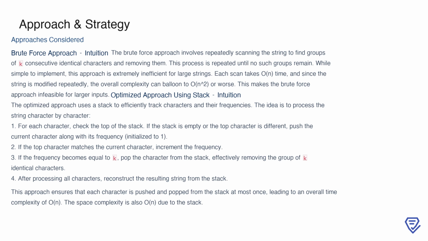Instead, we can adopt an optimized solution using a stack. The intuition here is to process the string character by character, leveraging the stack to efficiently track characters and their frequencies. For each character, we first check the top of the stack. If the stack is empty or the character at the top is different, we push the current character along with its frequency, which starts at 1. However, if the top character matches the current one, we simply increment its frequency. If the frequency reaches k, we pop the character from the stack, effectively removing the group of k identical characters.